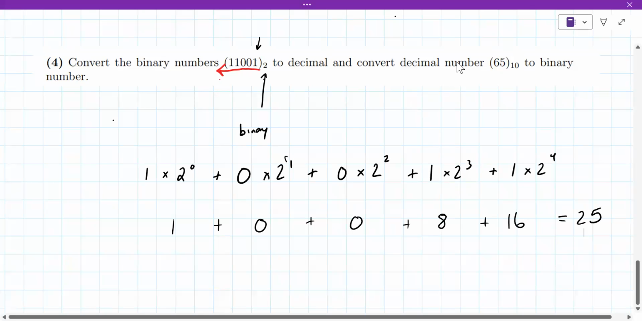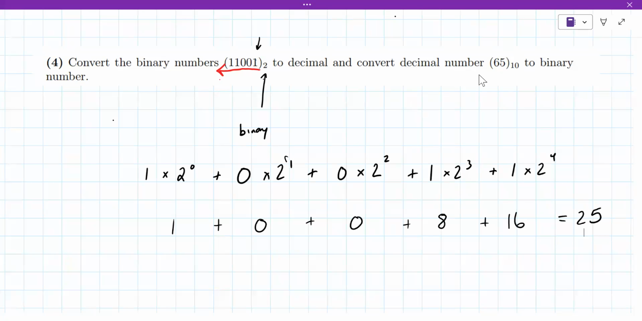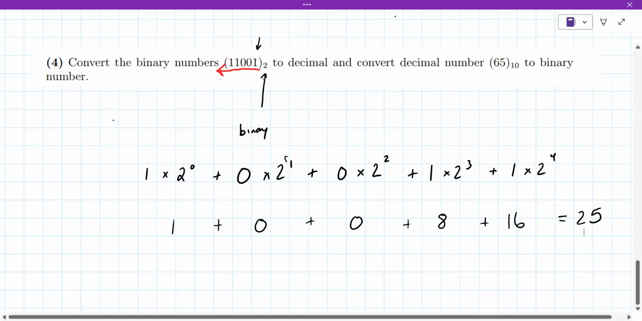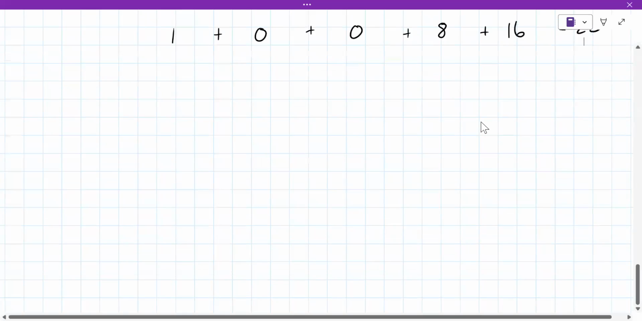Let me know when we go on to 65 base 10. Okay, I'm ready. So 65 base 10.